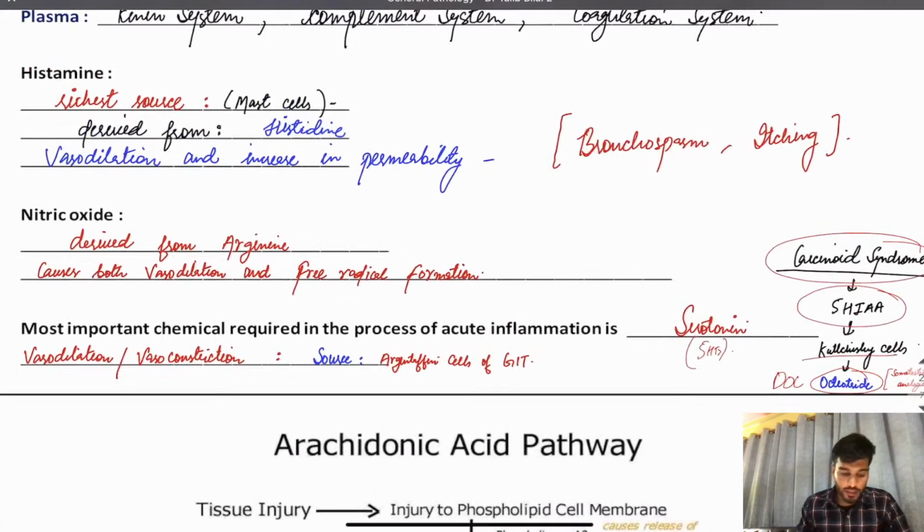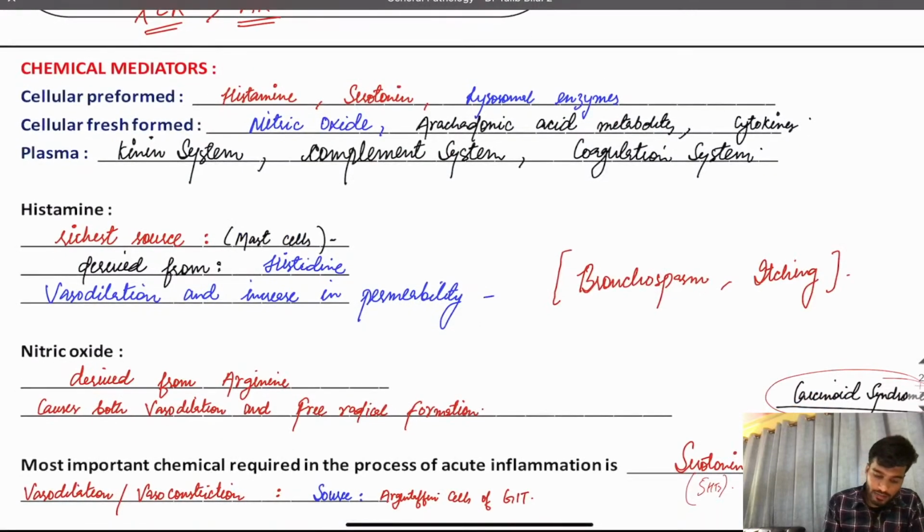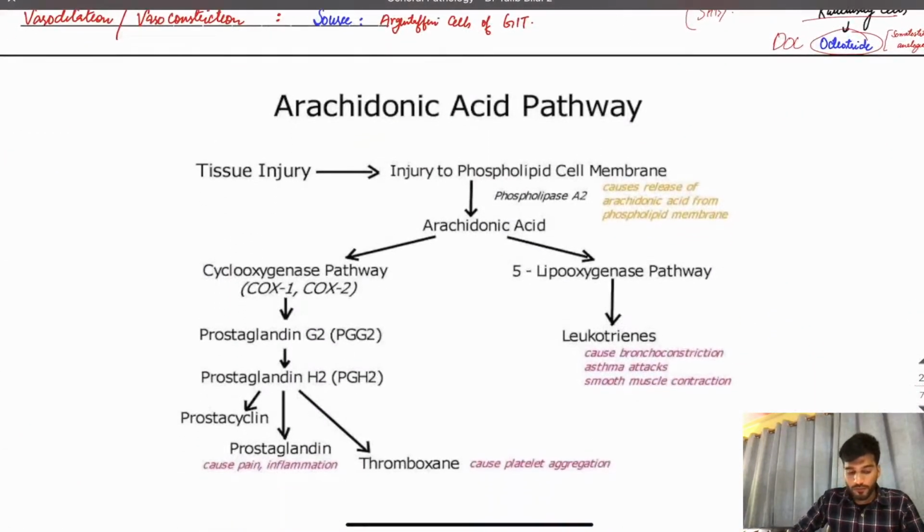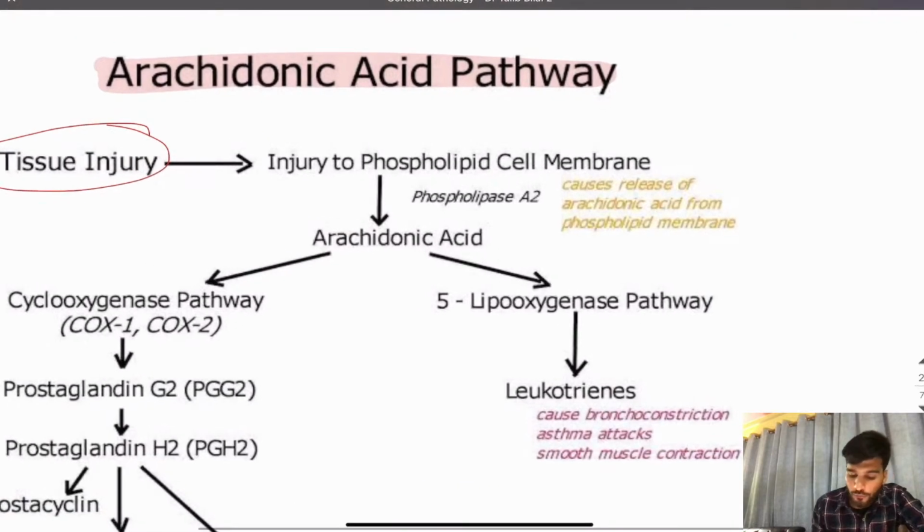Now it was all about cellular formed: histamine, nitric oxide, and serotonin. Now let's go further, guys. Arachidonic acid pathway. You might have studied it in biochemistry as well. In the arachidonic acid pathway, whenever there is a tissue injury, first there is an injury to the phospholipid cell membrane.